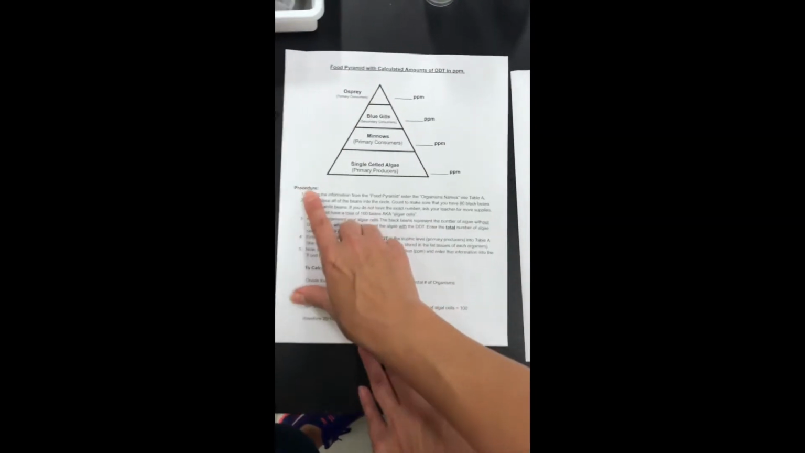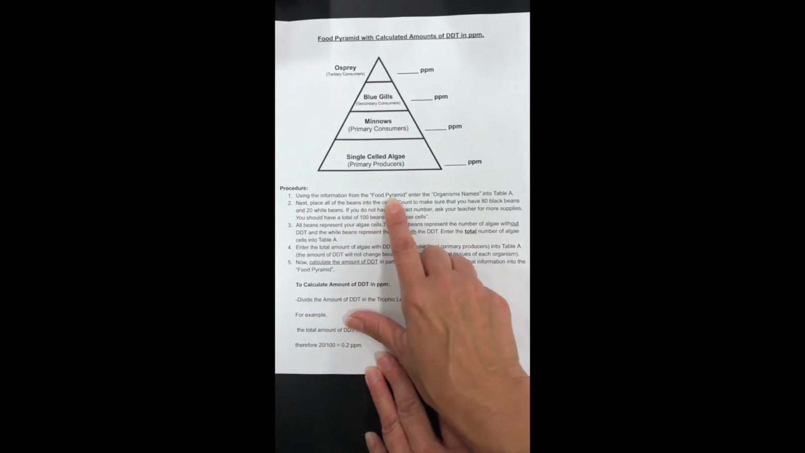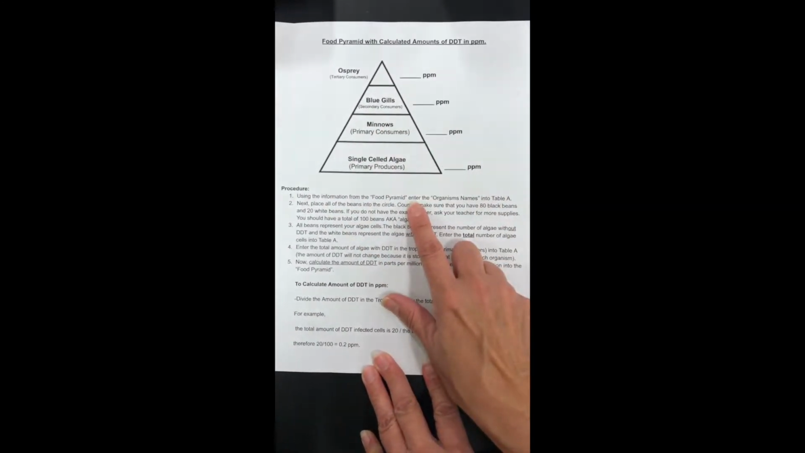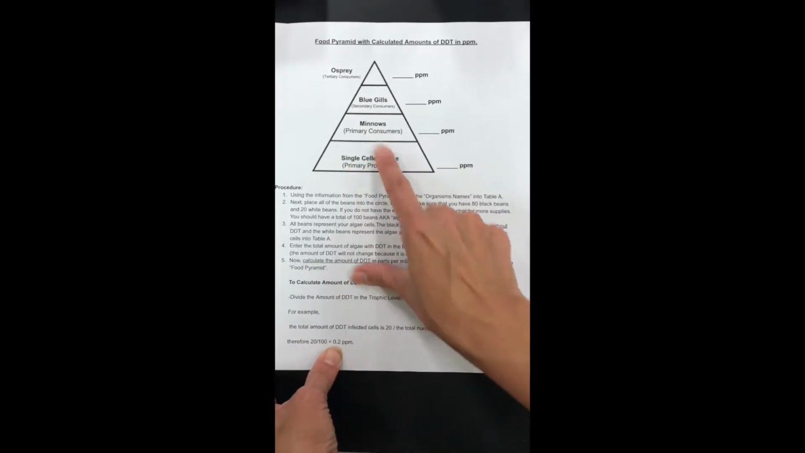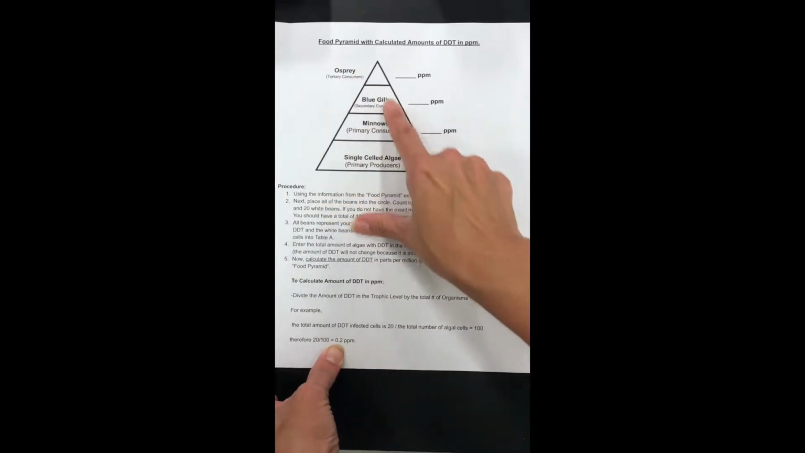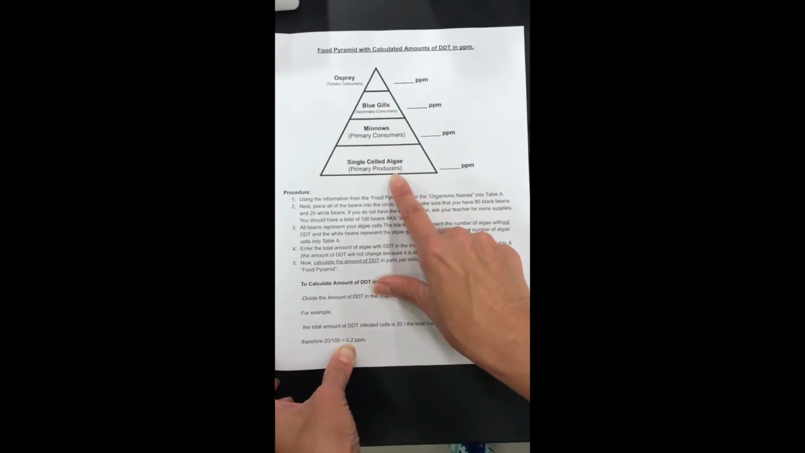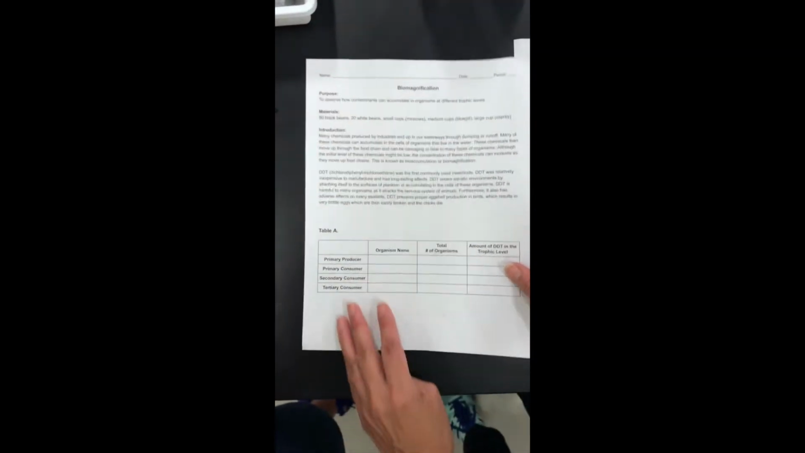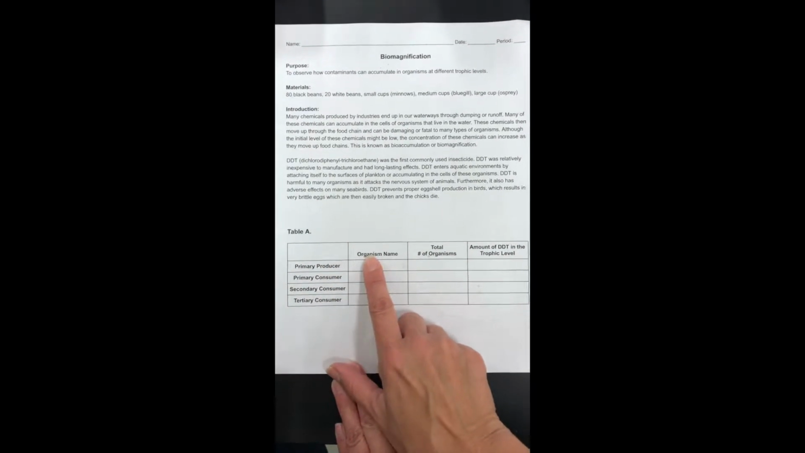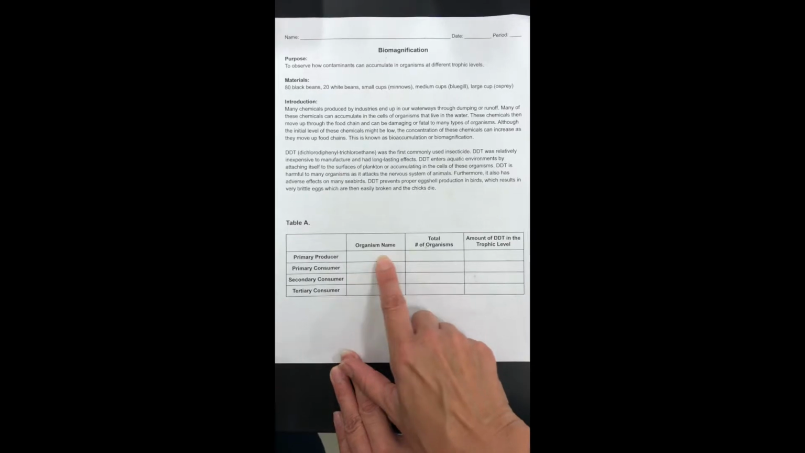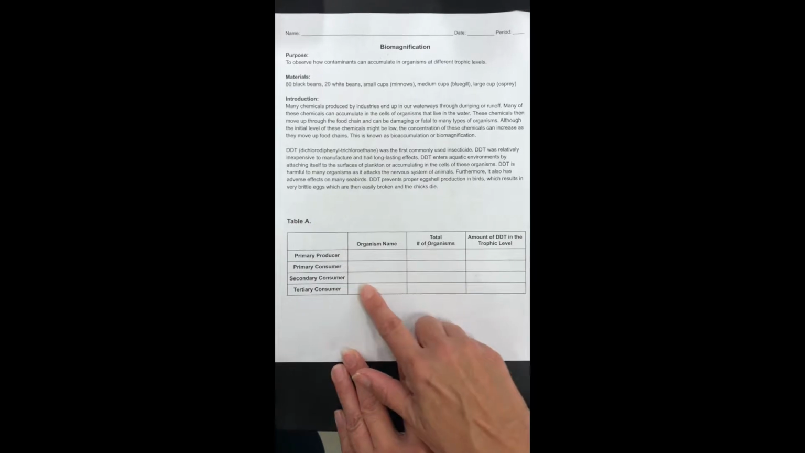Okay, so let's just go through the procedure of this lab. Step one says, using the information from the food pyramid, that's the food pyramid right here, enter the organisms' names into Table A. So here are the organisms' names, and you're going to enter that information. For example, single-celled algae, these are your primary producers, and you'll flip it over to Table A, and you'll see right here it says primary producers. So for the organism's name, you're going to write single-celled algae, and you'll do that for all of your other organisms, okay?